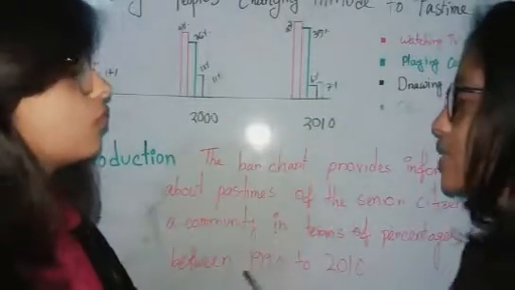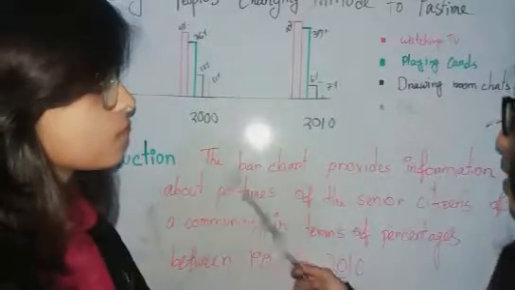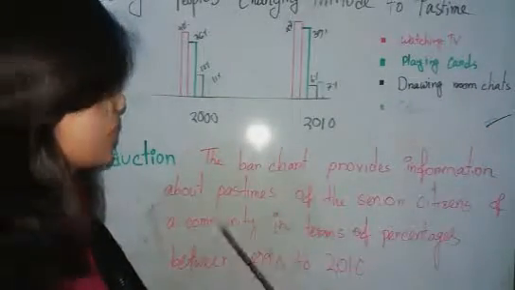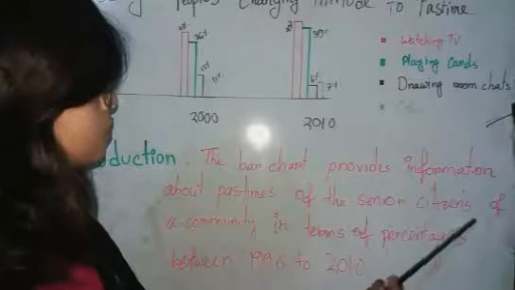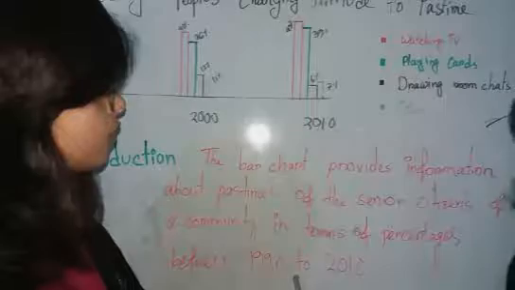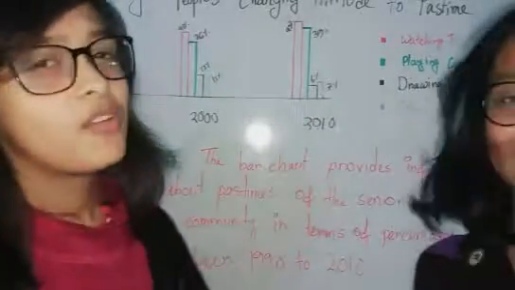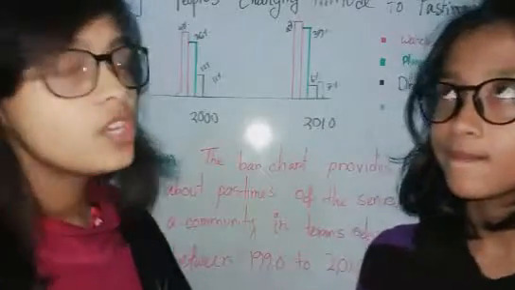Look, Faria, I have rewritten my previous introductory paragraph this way. It reads, the bar chart provides information about pastimes of the senior citizens of the community in terms of percentages between 1990 and 2010. How does it look? Awesome, Salwa, but our video is getting long. I think we need to stop here.